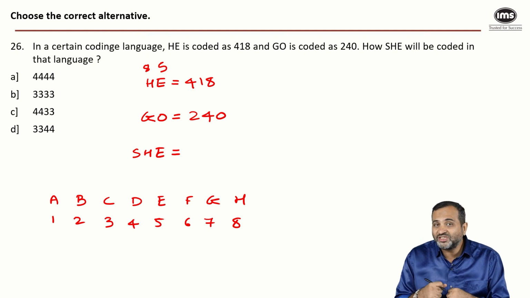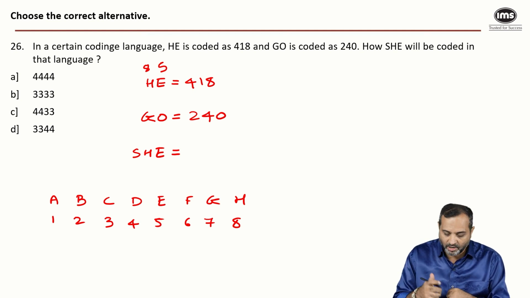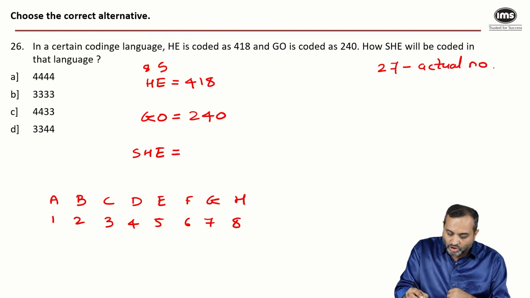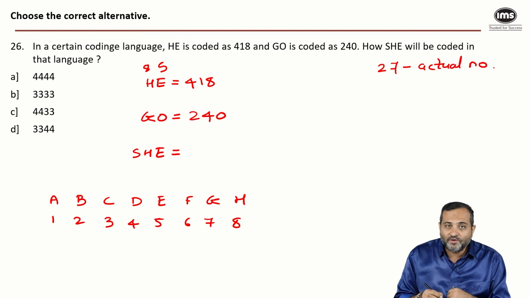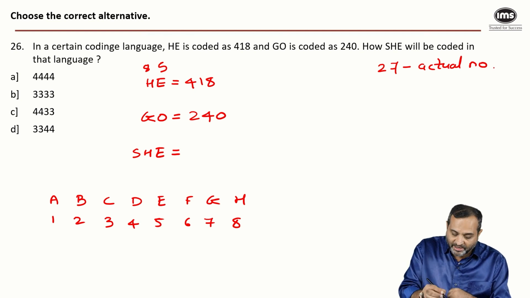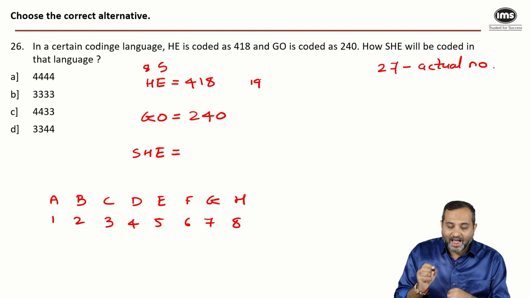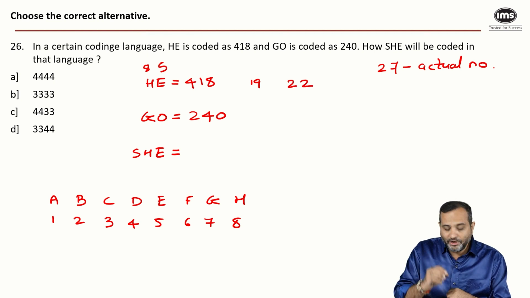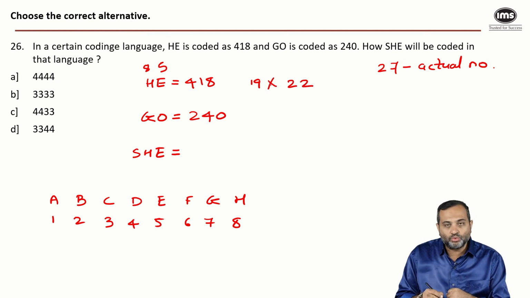So this question is actually based on reverse numbering. So how do you get reverse numbering? It is 27 minus the actual number. So what is the reverse number for H? 27 minus 8, which is 19. And what should be the reverse number for E? 27 minus 5, which is 22. And now if I do 19 into 22, you definitely get 418.